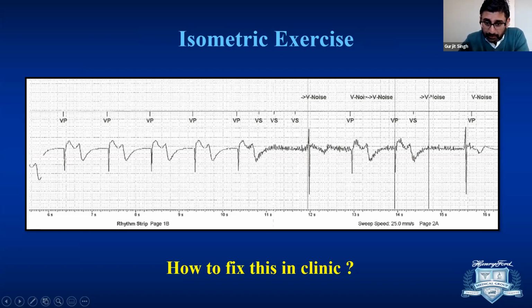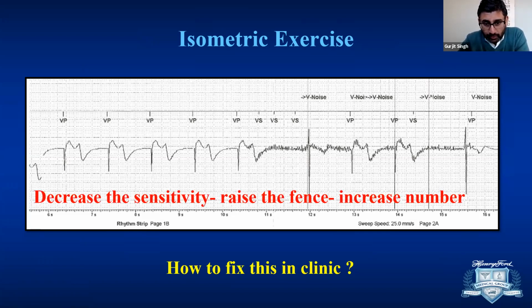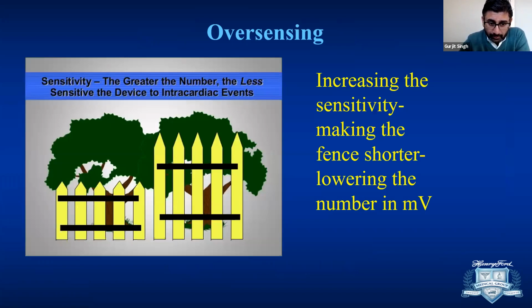Now this could be bad also. Ventricular asystole, if it prolongs, can become VF as well from bradycardia-dependent VF mechanisms. So what do you do? How do you fix this patient in your clinic? What you can do is either program him VOO, since he's had AV nodal ablation, or basically raise the fence, lower the sensitivity, or increase the number and lower the sensitivity. So this is all about the sensitivity, what the pacemaker can see.